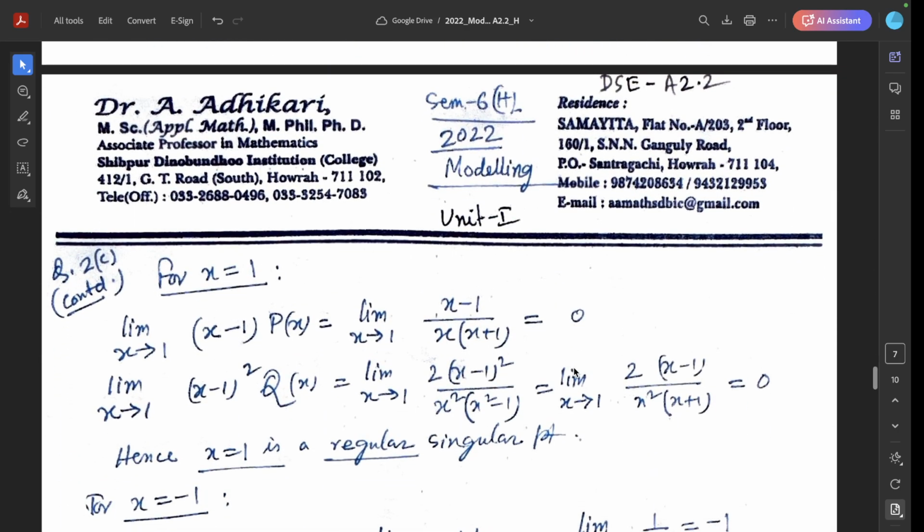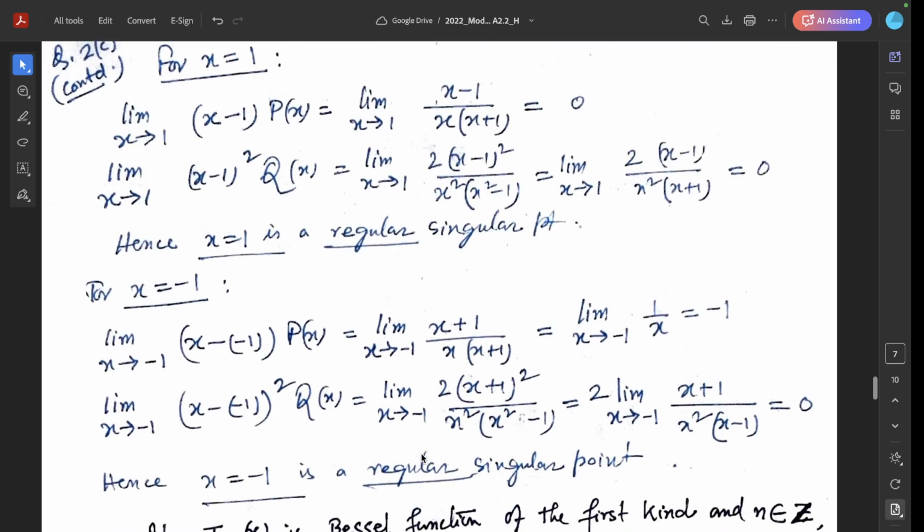And for x equal to 1, limit x tends to 1 of (x minus 1) into p(x) equals 0, and limit x tends to 1 of (x minus 1) whole square q(x) also equals 0. Hence x equal to 1 is also a regular singular point of the differential equation.